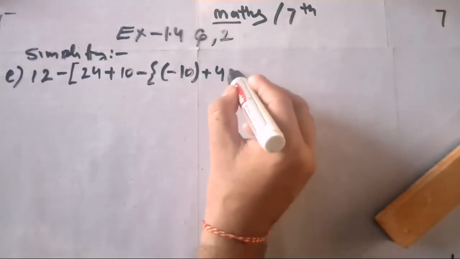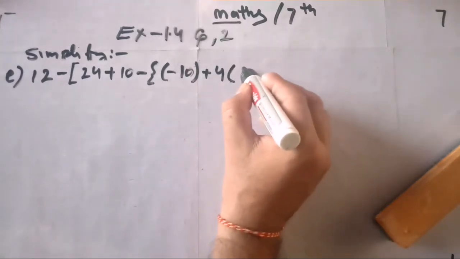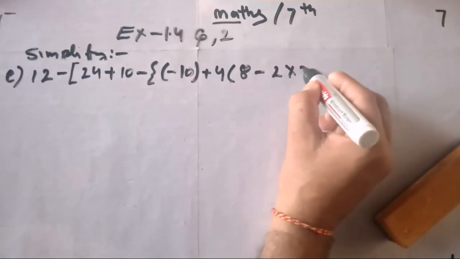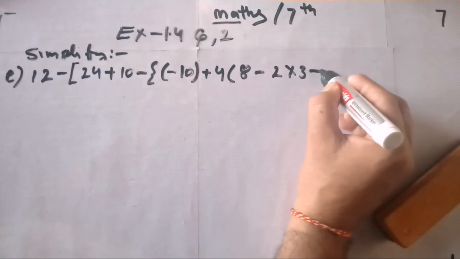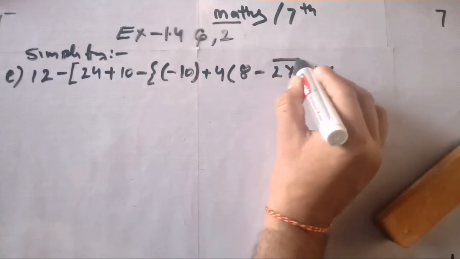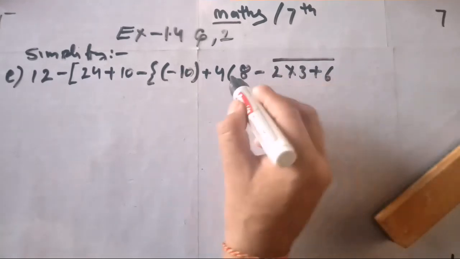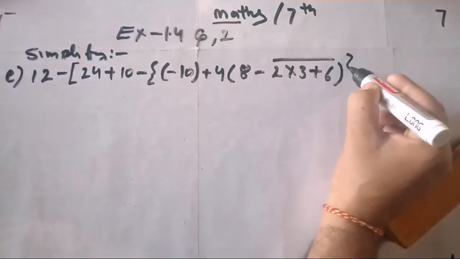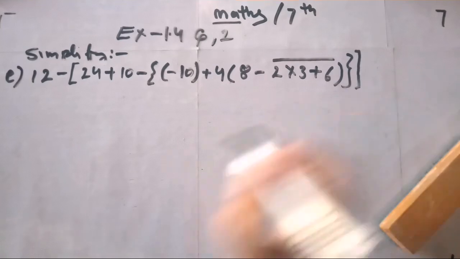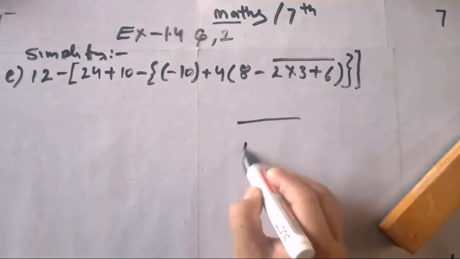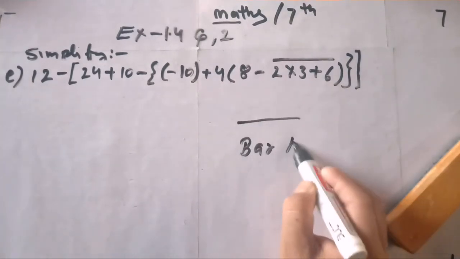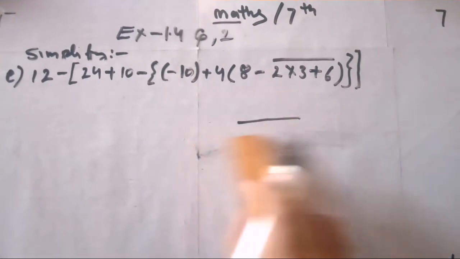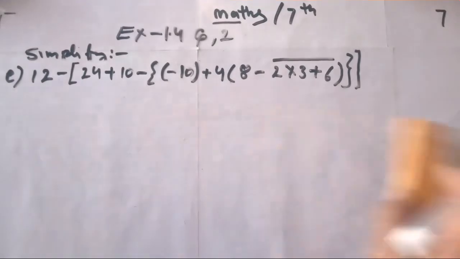So plus 8, bracket begin, 8 minus 2 into 3 plus 6 under the line bracket. This is the bar bracket, beta. Bracket close, curly bracket close, square bracket close. So this line is the bar bracket. Okay, this is the bar bracket. Now beta, check the sign.